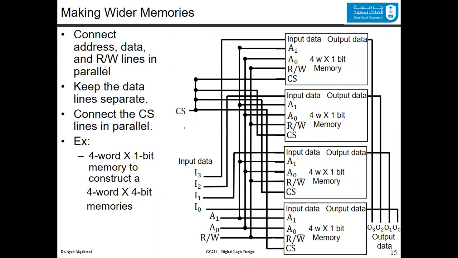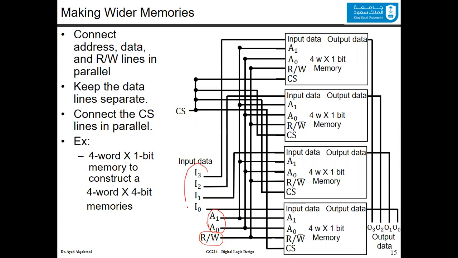So to do this, we connect the address and the data, also the read and write control lines in parallel. So you can see the read and write and the address are connected in parallel, as you can see here.